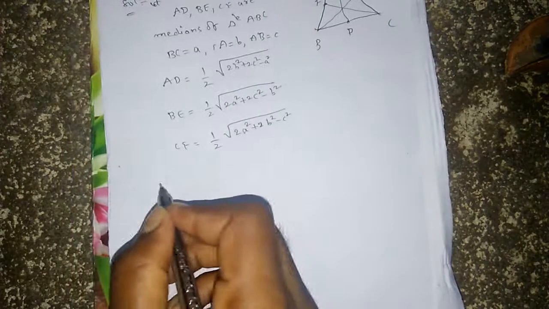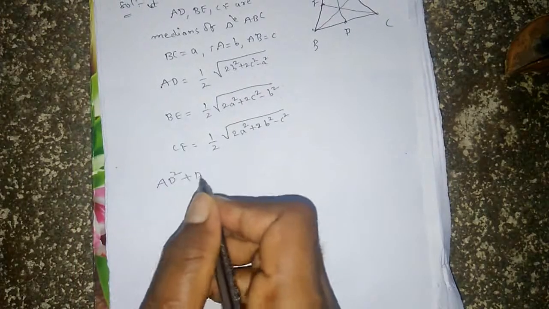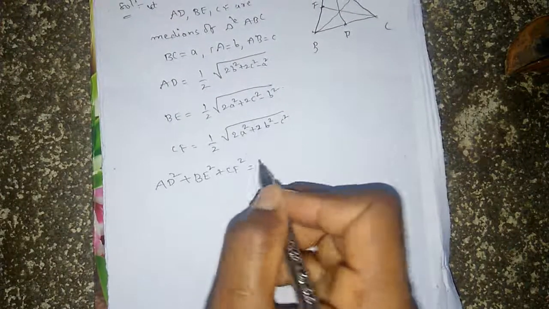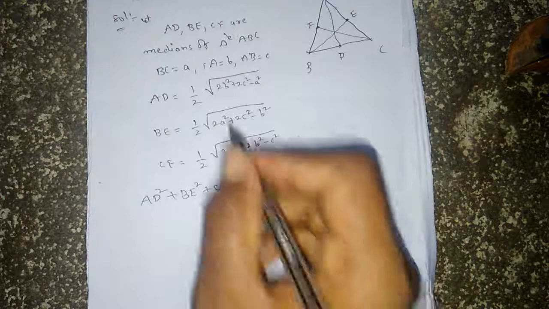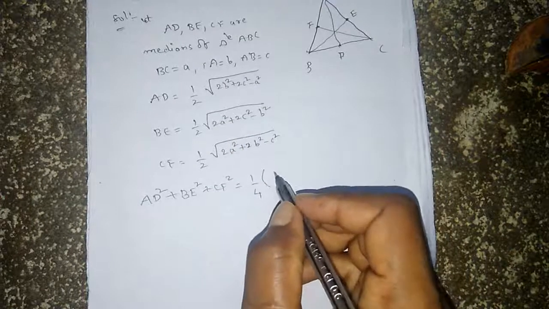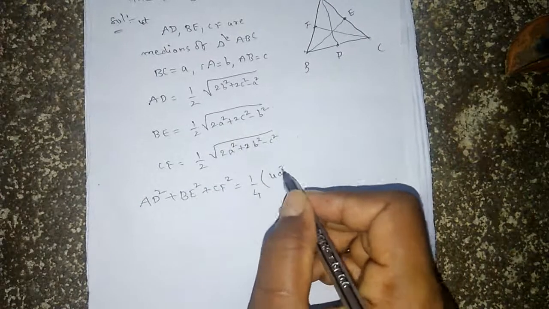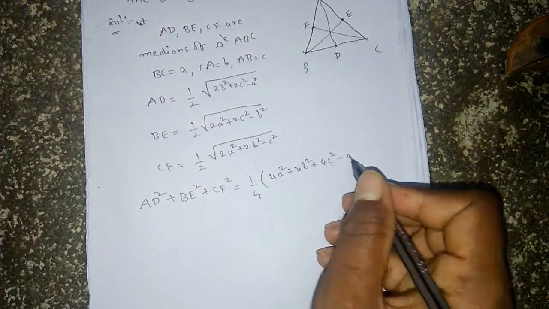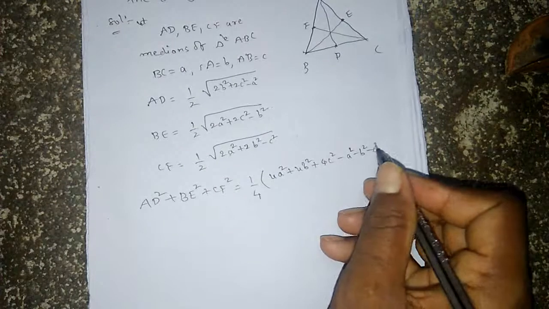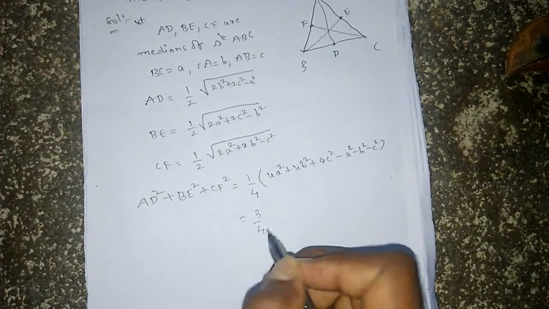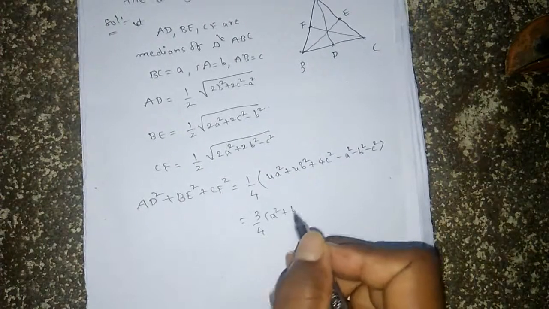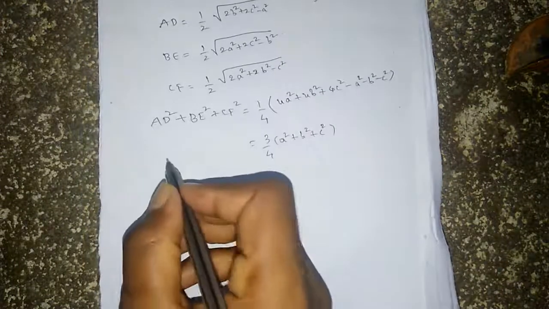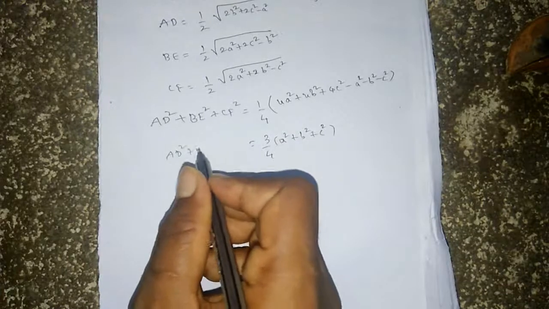Now we need AD² + BE² + CF², that is 1/4 of, adding all this, 4a² + 4b² + 4c² - a² - b² - c², that is equal to 3/4 (a² + b² + c²). This is the sum of squares of the medians of the triangle.